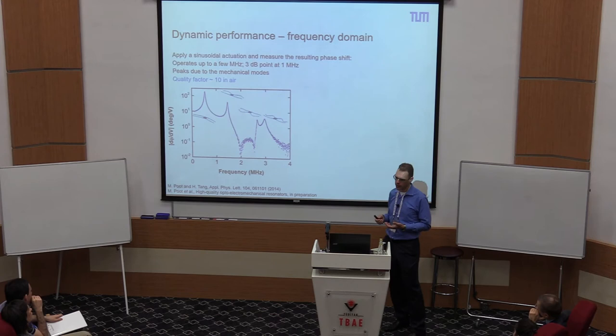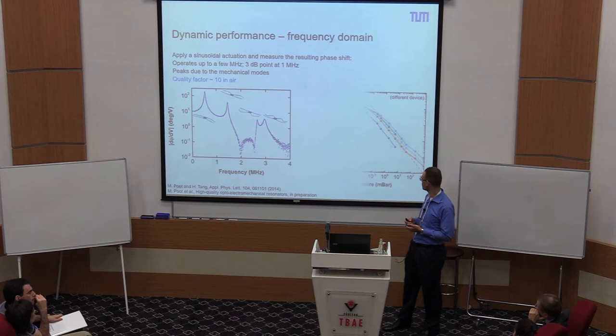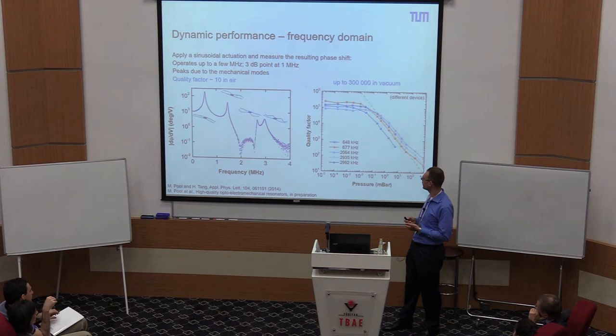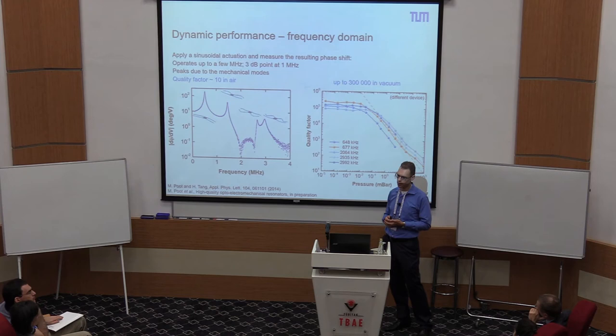But as anyone can tell you, if you work with air, then you have viscous damping. So get rid of the air. In other words, put this device in vacuum. And then what happens is that the quality factor increases dramatically. And you can see that now, if we go to vacuum, we have quality factors up to 300,000 for this particular device. And then you can really start to do optomechanics experiments.